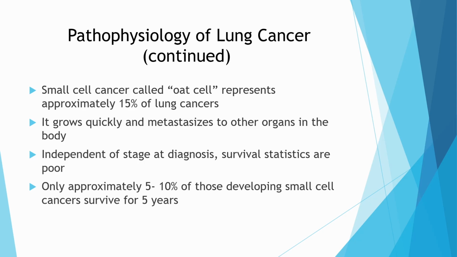Small cell cancer is also called oat cell, and this represents approximately 15% of lung cancers. It will grow quickly and metastasize to other organs in the body just as quickly. It is independent of stage at diagnosis, so the survival statistics are very poor. Only approximately 5 to 10% of those developing small cell cancers will survive for 5 years.